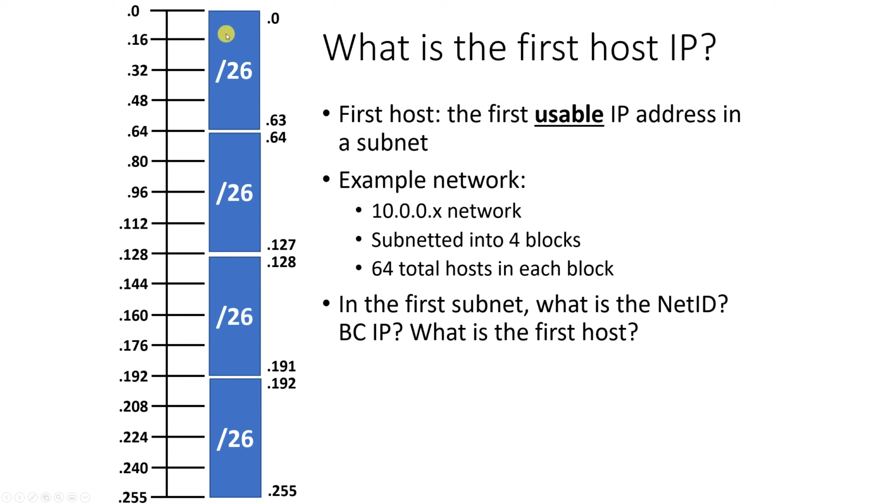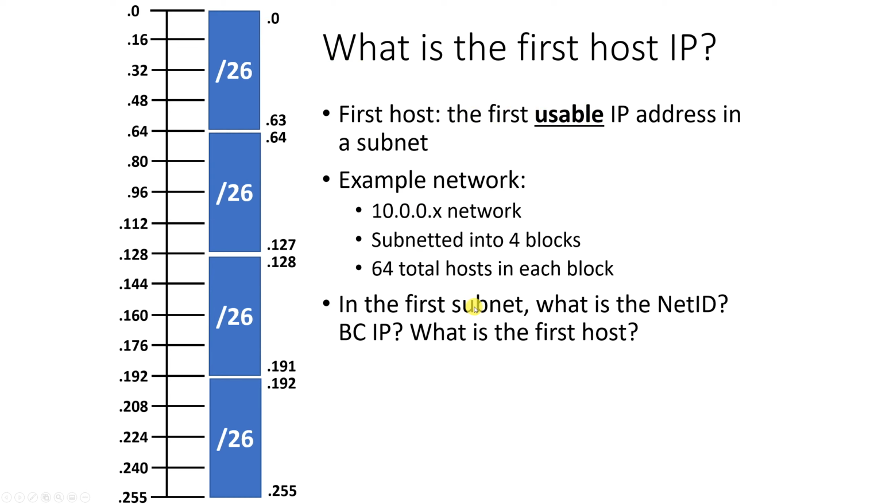Well, let's look at the first subnet. The network ID is 10.0.0.0, right? But the network ID is not usable. So what is the first usable IP address? Well, it would be 10.0.0.1. You got it right.